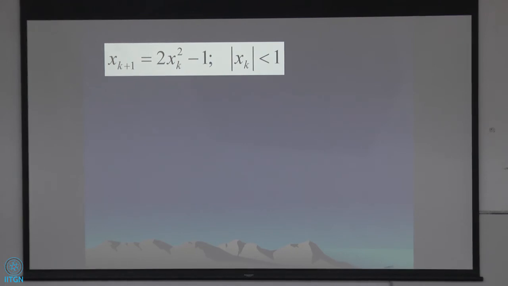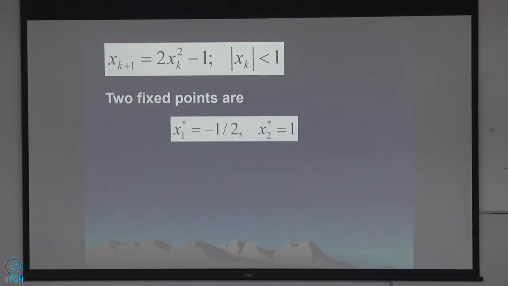Now, I have just changed x_k² − 1 to 2x_k² − 1, a little change, and let us see what happens. 2 fixed points are this, both are seen to be unstable because the derivative is 4x_k. If you take the derivative 4x_k, 4 times this is −2, 4 times this is 4. So, both are seen to be unstable.